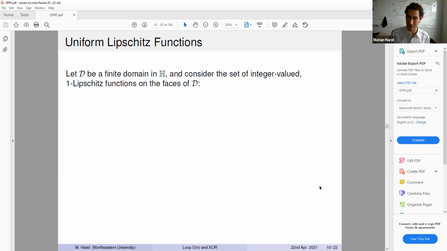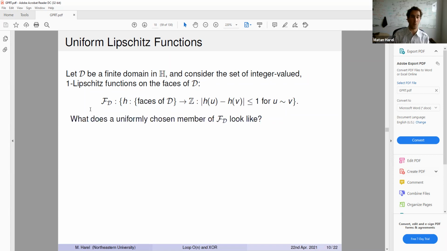So what I'm going to do is take my finite domain D, and assign an integer value to each one of the faces in such a way that 2 neighboring faces must have a difference of ±1 or 0. So formally, I have the set F of D, which is the set of all maps from the faces of D to the integers, such that neighboring faces can differ by ±1 or 0. And I'd like to ask, what does a uniformly chosen member of F of D look like? Because I like uniformly chosen things. And it's sort of an easy question.